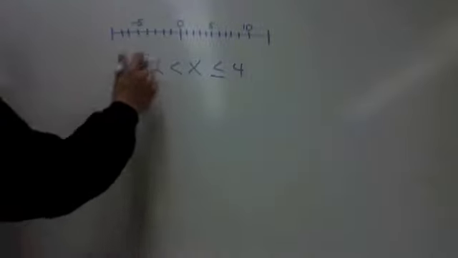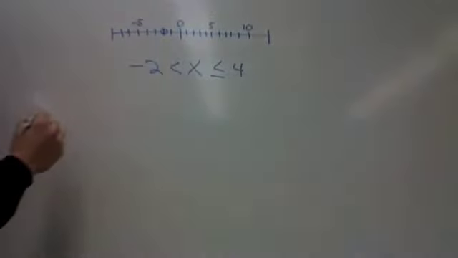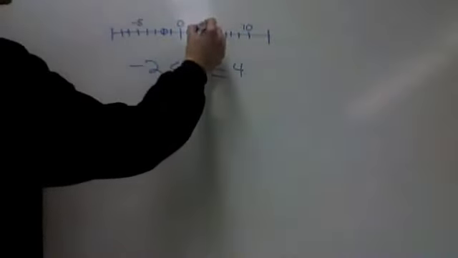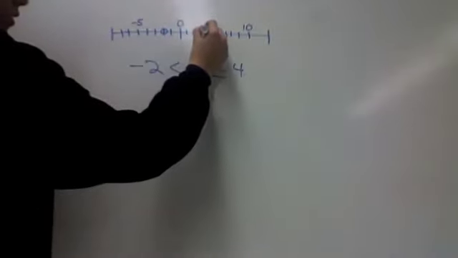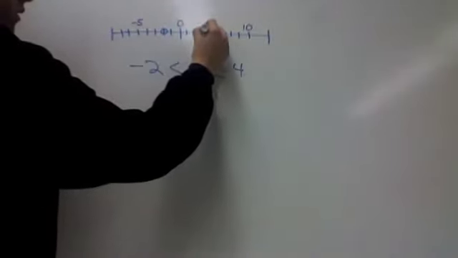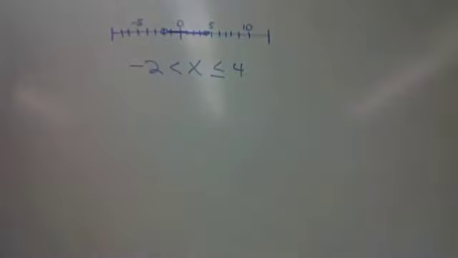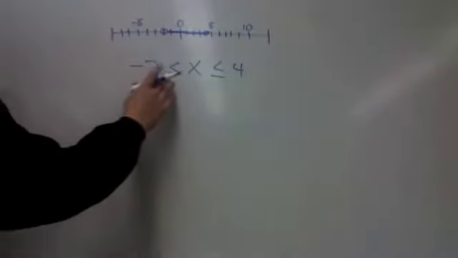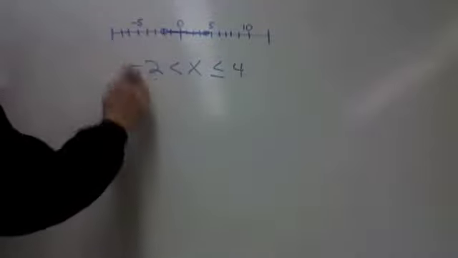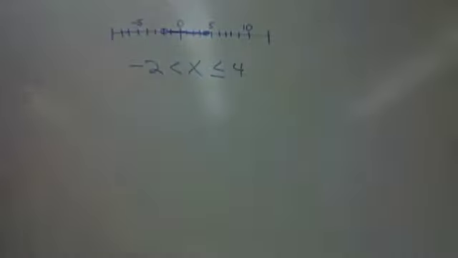So what we're going to do is we're going to find our -2, we'll put an open circle over the -2, and then we're going to find our 4, which is here. And since this is less than or equal to, we're going to color in the circle on 4, and then color everything in between. And so this is going to solve our inequality. Every number in between -2 and 4 is going to work. So -2 less than x, which is less than or equal to 4, and this is how it's graphed.